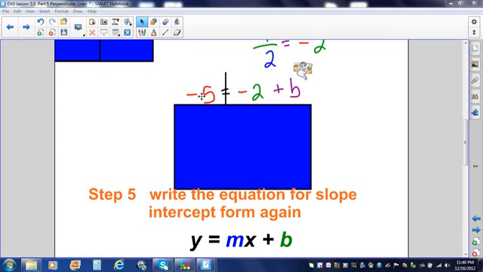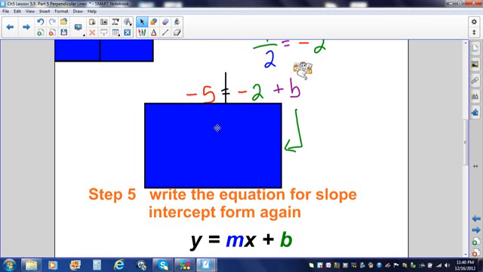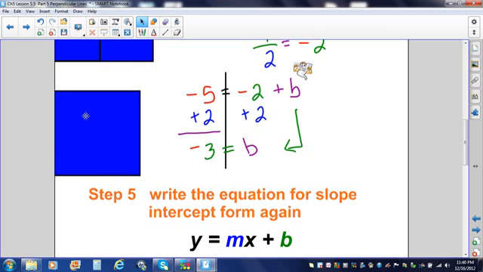Now I have negative 5 equals negative 2 plus b. I'm going to solve for b. Don't forget to do the opposite or inverse, otherwise you might get a penalty. Unsportsmanlike conduct, 15 yards. The inverse of negative 2 is positive 2. I'm going to add 2 on both sides.